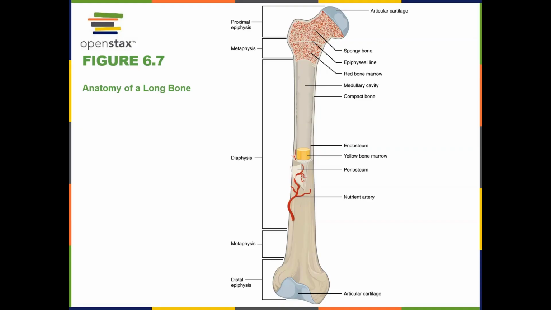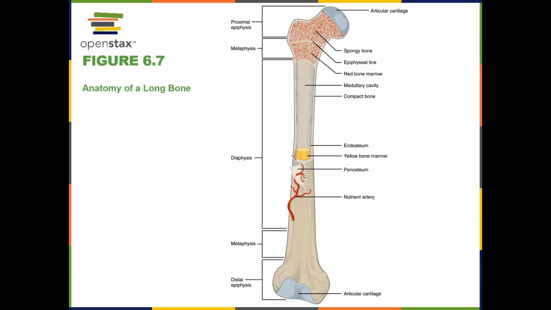The diaphysis is the narrow shaft of the long bone, and the outer layer of the diaphysis is composed of compact bone. Then there's a medullary cavity, a space inside of the diaphysis, filled with bone marrow. In an adult, that's mostly yellow bone marrow within the medullary cavity. And the medullary cavity is lined with spongy bone.